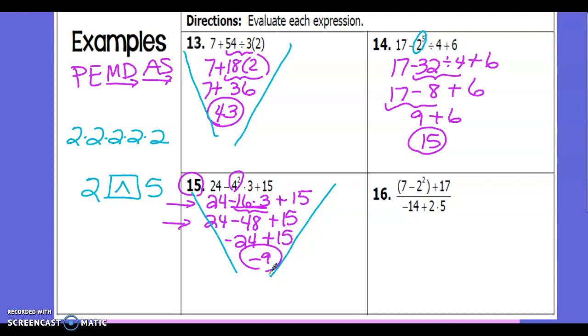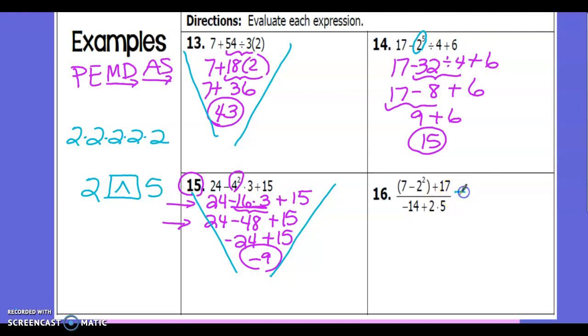The last problem, we have some parentheses, and we have a division sign that makes it look like a fraction bar. So when you see a fraction, like this right here, that is also a grouping symbol. You want to simplify the top, and then you want to simplify the bottom. And the very last thing you do is you simplify the fraction. So the fraction bar kind of separates the math problem into two separate math problems. Okay? So we're going to start with simplifying the top.